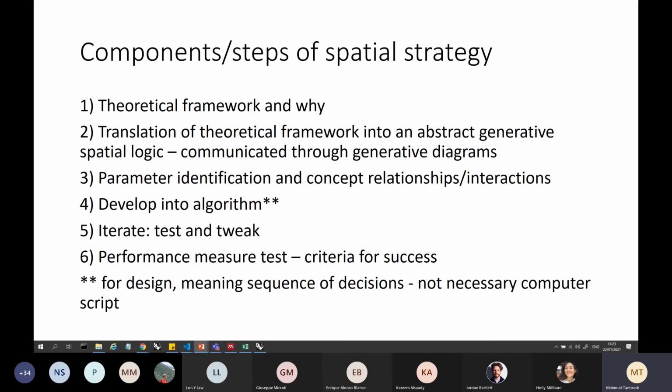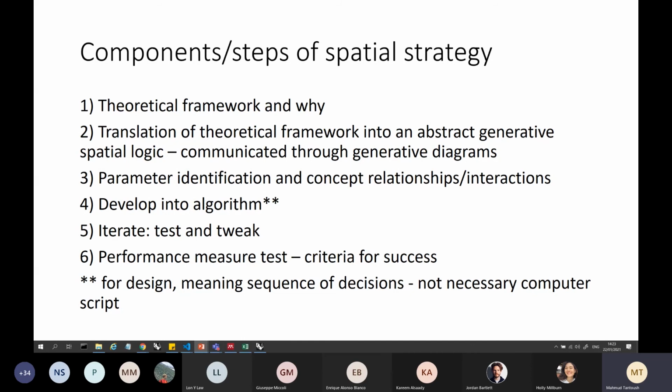So the first component of the spatial strategy is the theoretical framework. What perspective are you bringing, and how are you thinking about the problem that you have, yeah? Our problem is a design problem. A perspective and a particular view on a problem might be theories that we cover in CPU Breakfast.